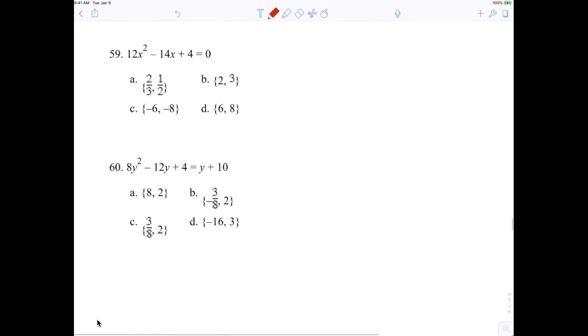All right. What's the problem with number 59? Yes. We can divide everything through by what? 2. So then you're going to say 6x squared minus 7x plus 2 equals 0.